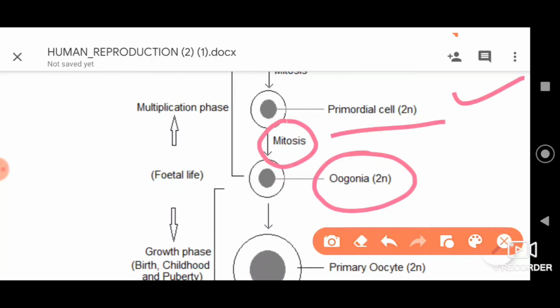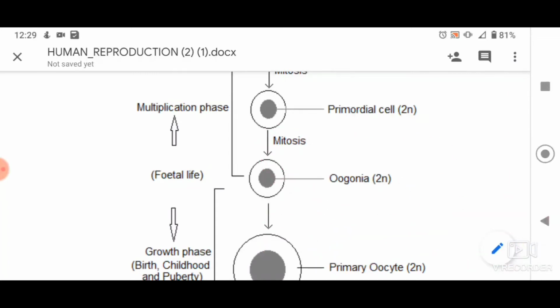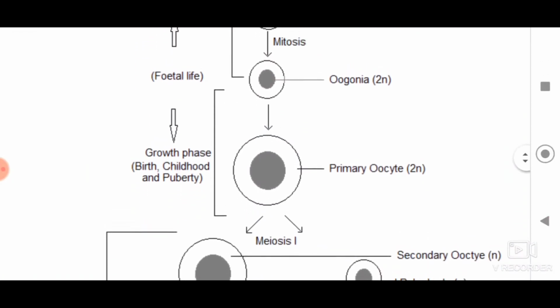So when millions of oogonia are formed in each fetal ovary, there will be no further formation of these cells after birth. So this is all the phase of multiplication. It is taking place before birth. In fetal life itself, we can find the phase of multiplication with respect to oogenesis.